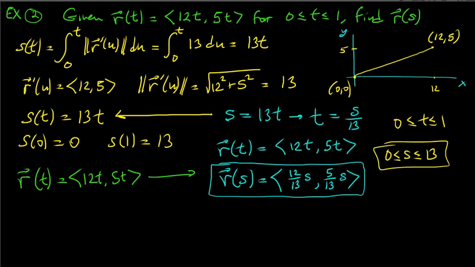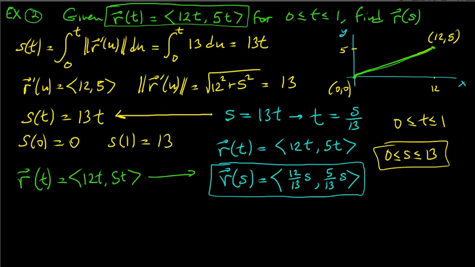In the original picture, when you have this position function, this is the position of some object starting at (0, 0), and then it moves along this line all the way until it gets to the point (12, 5), and then it stops. To go from one point to the other, it took essentially 1 second to go that entire distance.